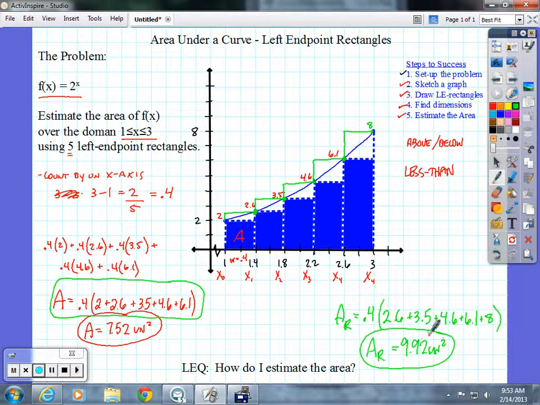Okay, so we did left rectangles there with an underestimate. I just gave you a quick review there of right rectangles with the overestimate. And again, like Nate said today in class, a great way to find the most accurate answer there would be to average those two together.